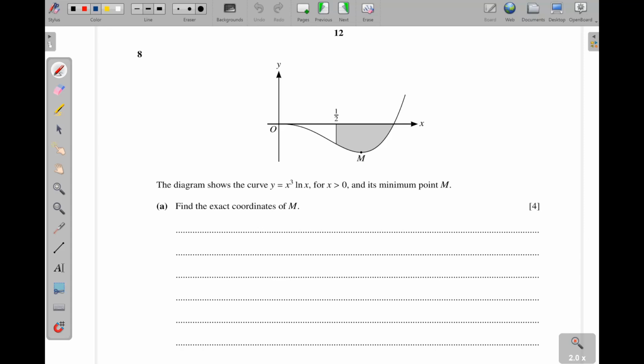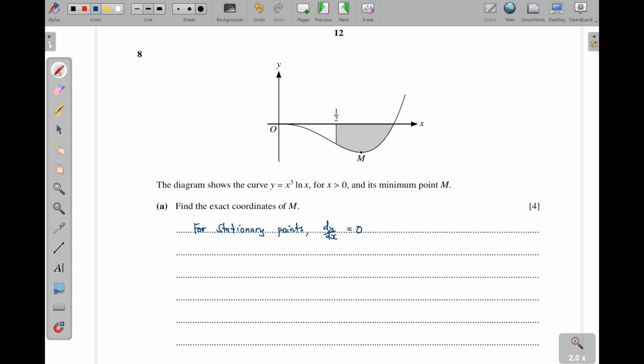Question 8 is coming from differentiation. The diagram shows the curve with this equation for x greater than 0 and its minimum point m. That means this is the stationary point. So find the exact values of m. We know that for stationary points, dy/dx is equal to 0.